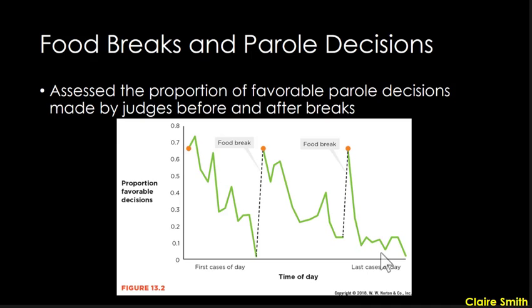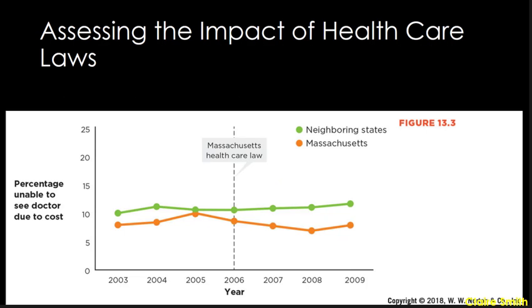Okay, so again, not a true experiment, wasn't actually being manipulated. It was just kind of being measured by researchers. And then the other example of a repeated measure design is assessing impact of healthcare laws. So this, again, is considered a non-equivalent control group interrupted time series design.